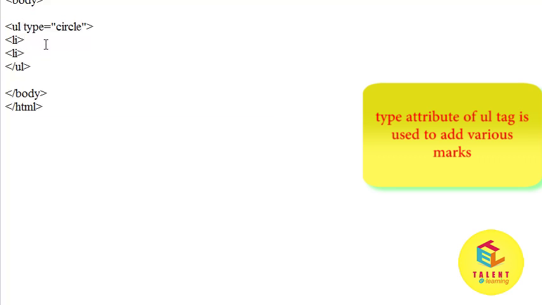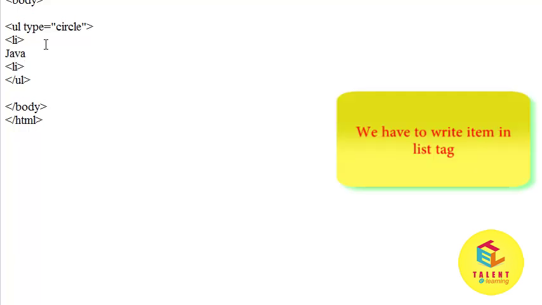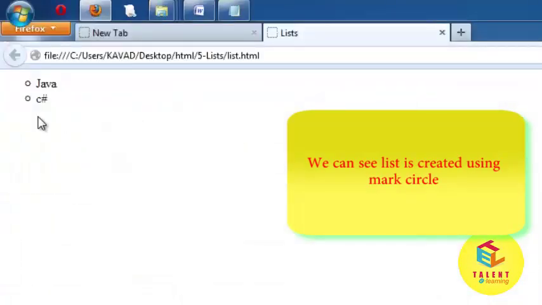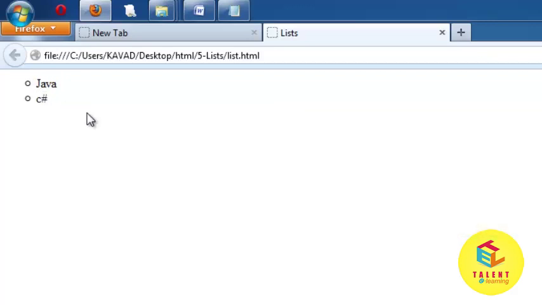Now let's add item into the list. We are adding Java. We must complete the list item. We are adding one more list item in our list. We are completing list item tag. We are going to run. We can see the output is displayed by circle. So in this way we can utilize this list.